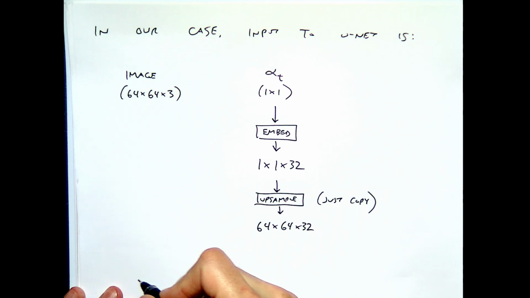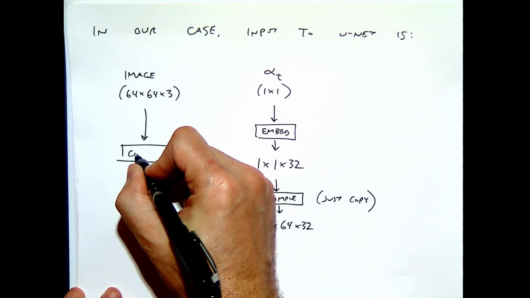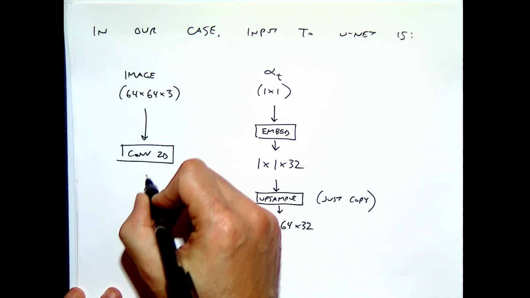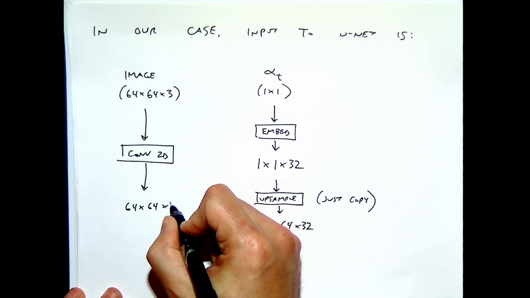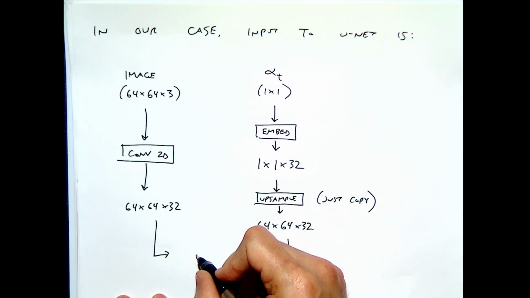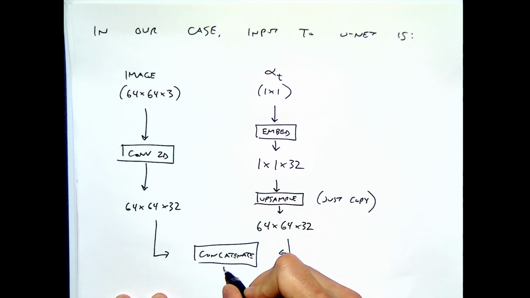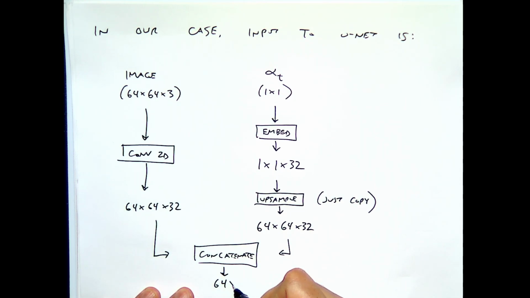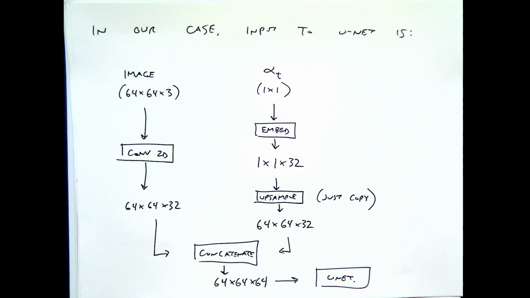At the same time, I could put this image part into some sort of convolutional network that results in an image that has 64 by 64 by 32 channels. Now these things are the same size, and I can concatenate these two things into a 64 by 64 by 64 tensor, and then that goes into my whole UNet process, right? Question?